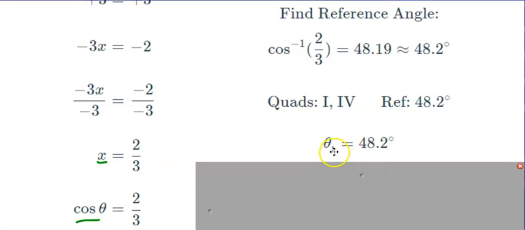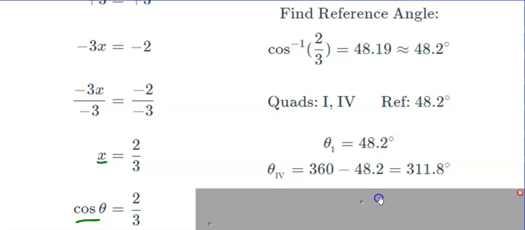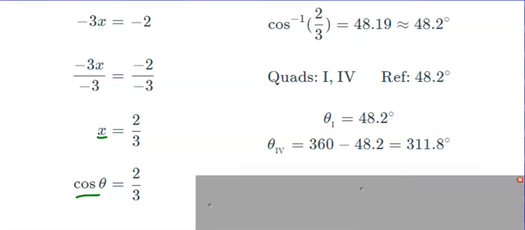Now the first angle is going to be really easy. If your angle is in the first quadrant, your reference angle is the answer for the first quadrant. So it's going to be 48.2. That's one of your answers. However, if we were to find it in the fourth quadrant, remember the formula I gave you on the slide before, you have 360 minus 48.2, and that gives you 311.8. So those two values are our final answer to this problem. We have 48.2 for the first quadrant and 311.8 for the fourth quadrant, for the second answer, I should say.